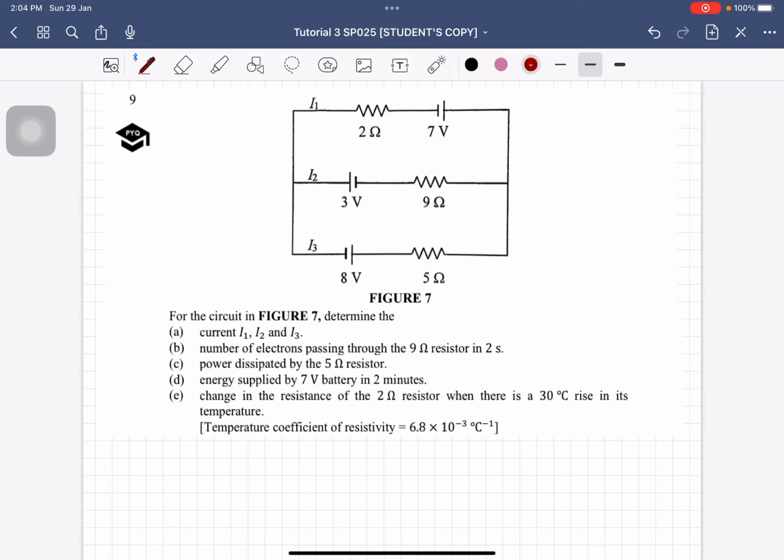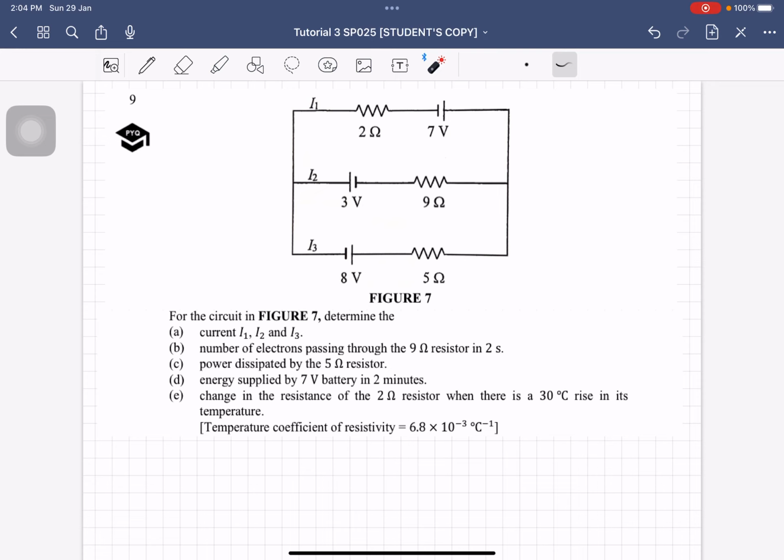Okay, so let's do question number 9 of the tutorial. For this circuit here, we have to determine the current I1, I2, and I3. They don't draw the direction of the current, we just have to do it ourselves.